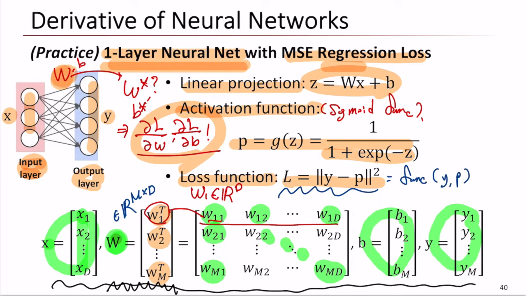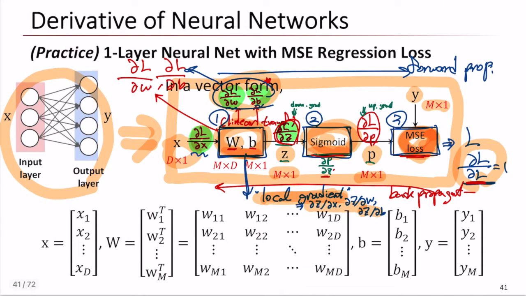This single MLP, one-layer neural network, is just a linear projection, z equals Wx plus b, and the activation function is a sigmoid function, p equals 1 over 1 plus exponential minus z, and the loss function is MSE, so L is equal to the square of y minus p. So this is the notation. First of all, we draw the computation graph in this case.